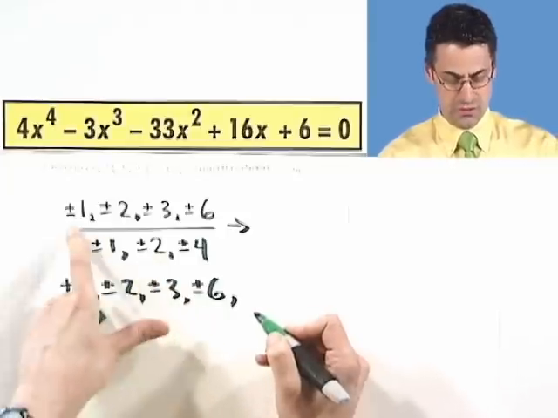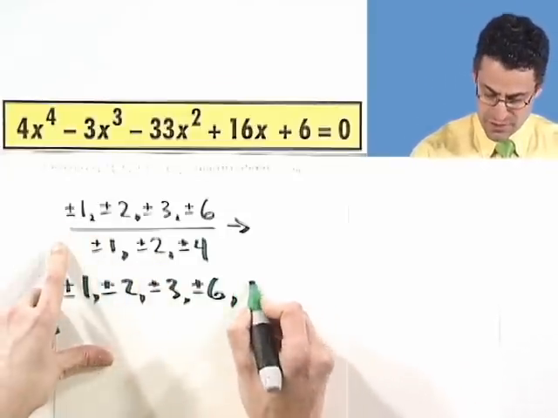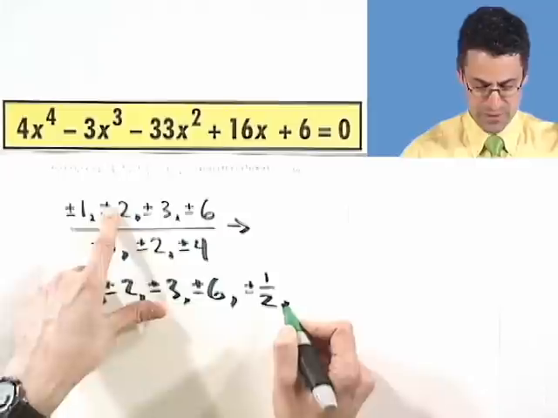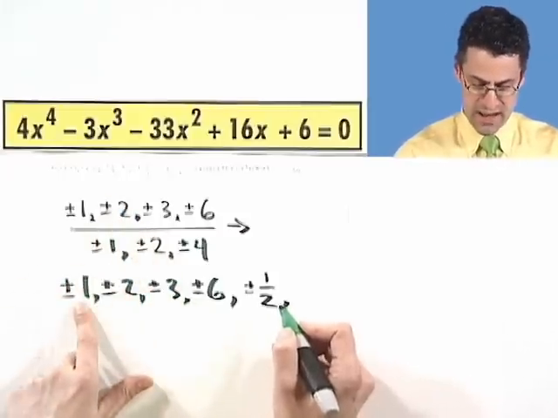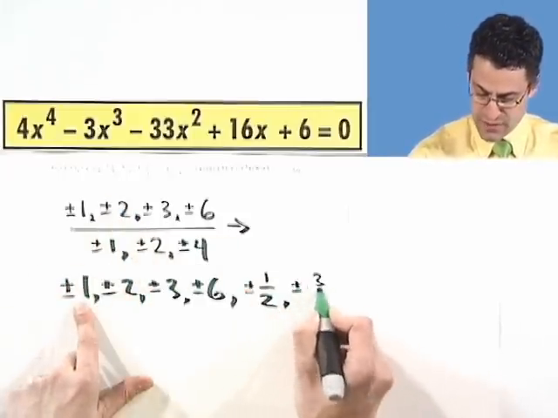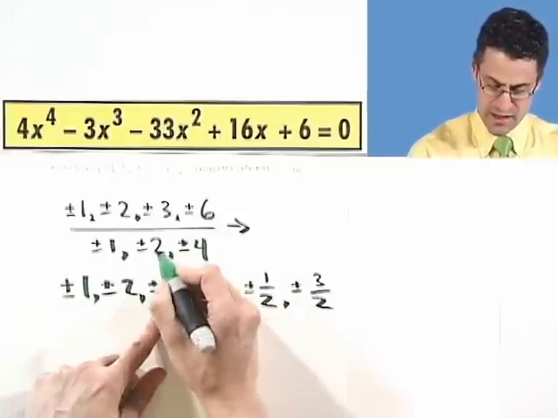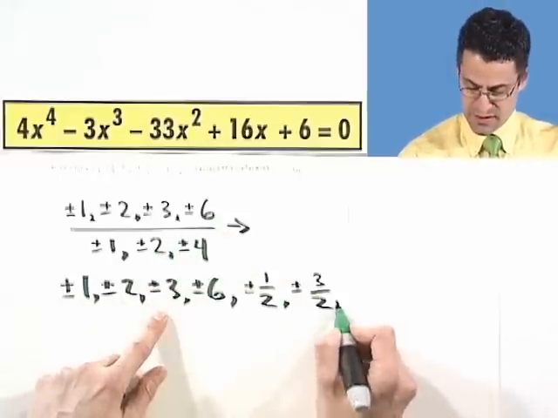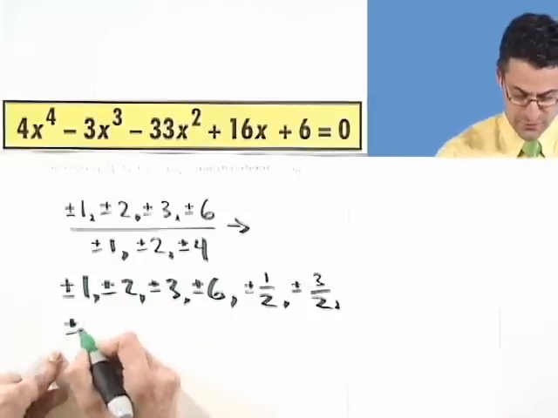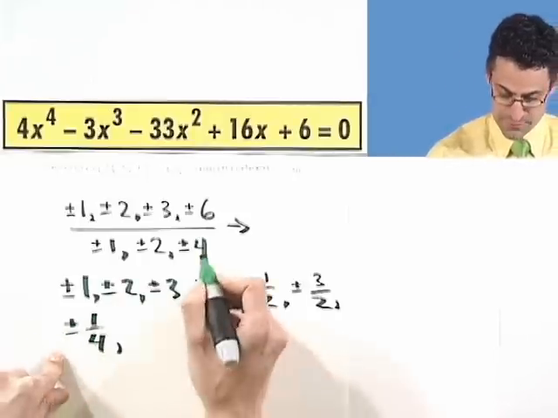If I put a 2, I'm going to see now halves. So plus or minus a half. 2 over 2 is 1. I already have that. I got plus or minus 3 halves. So I've got a new thing. And then 6 divided by 2 is 3. I've already got that, so that's nothing new. What about 4? Plus or minus a fourth. A lot of things to check.